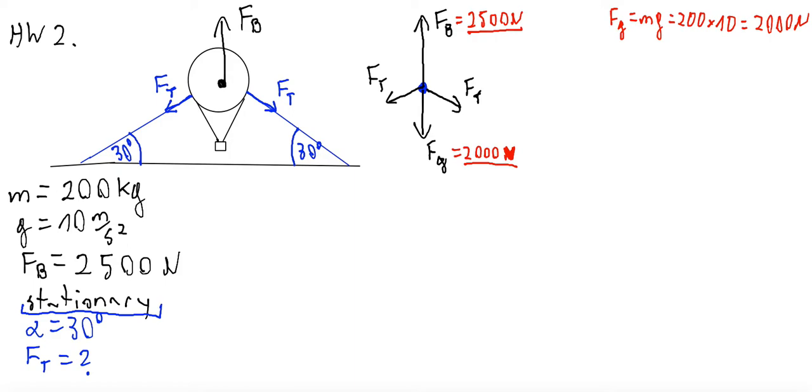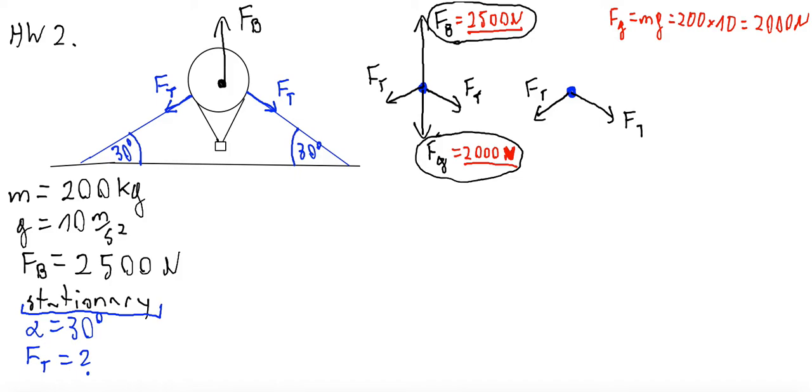So I'm going to create another diagram based on two tensions, Ft to the left and Ft to the right, and only one force as a result of the buoyant force acting up and the gravitational force acting down. So this force, let's name it Fup, is equal to 500 newtons, because the difference between the buoyant force 2,500 and the gravitational force 2000 is 500 newtons.